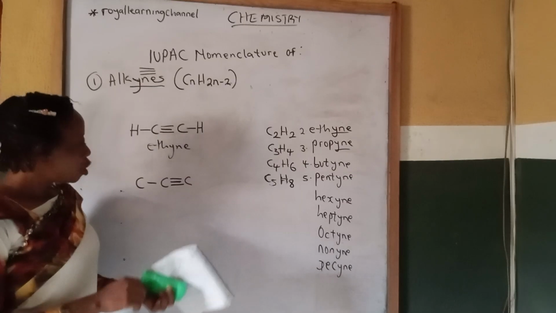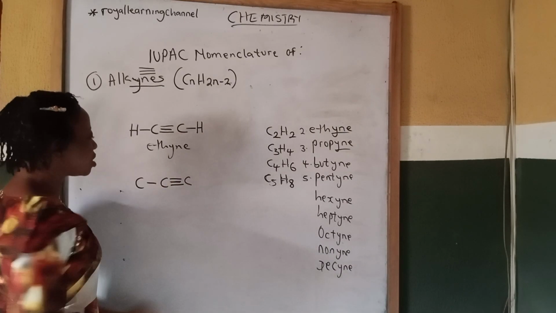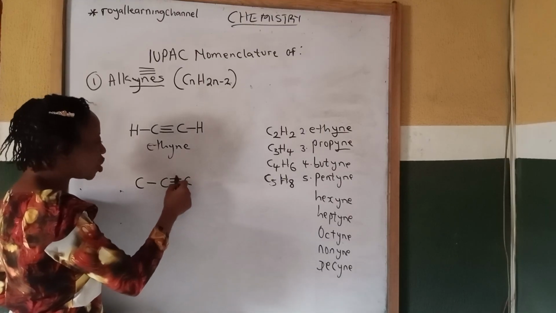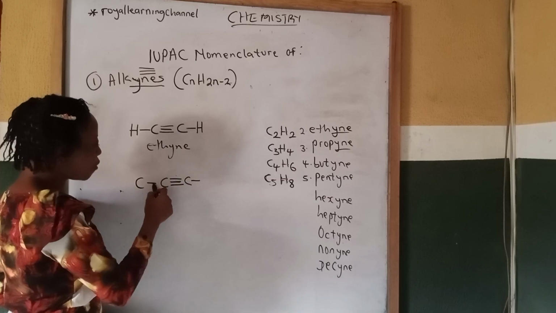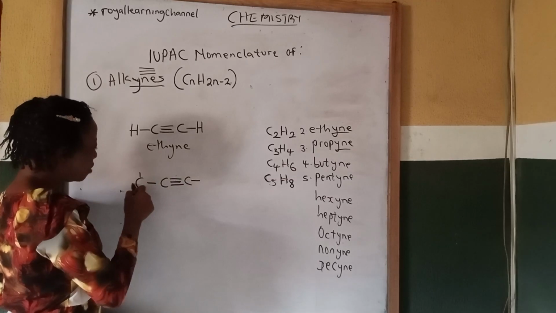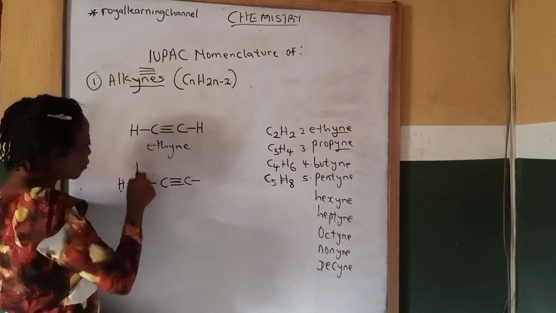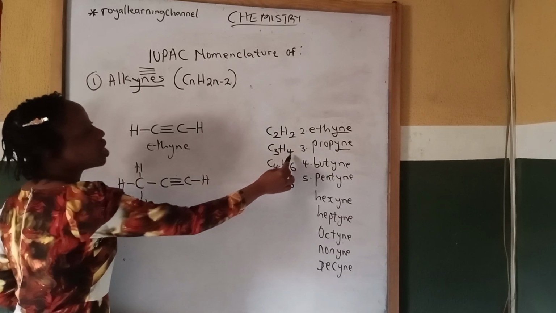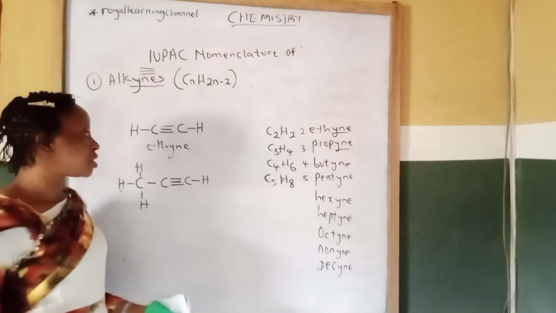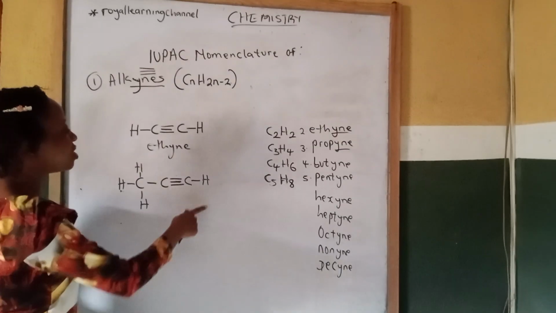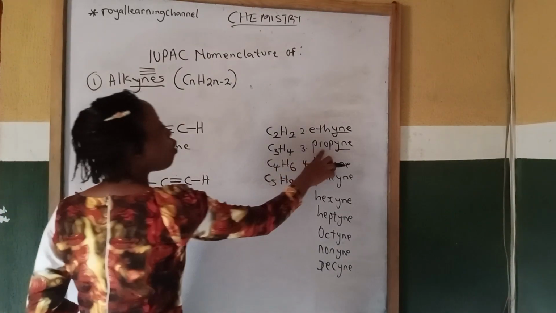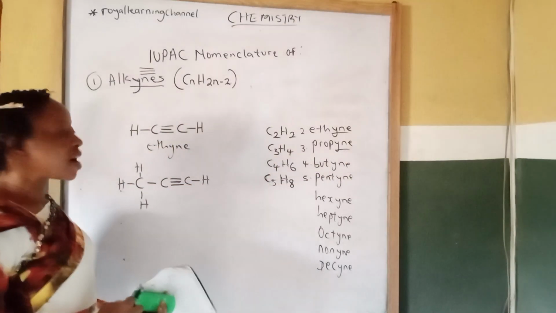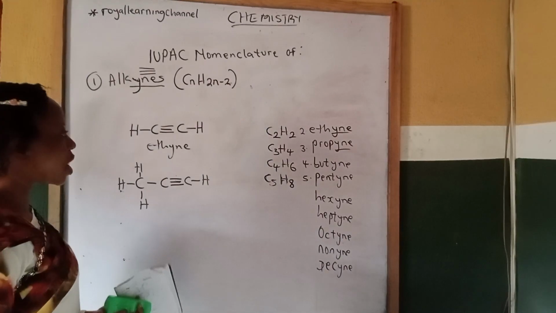Then complete your chemical bonds now. Each carbon atom must be surrounded with 4 chemical bonds. 1, 2, 3, 4. 1, 2, 3, 4. 1, 2, 3, 4. So fill with what? With hydrogen atoms. Then how many hydrogen atoms do we have from the molecular formula? That is 4 hydrogen atoms. So this is the structural formula for propyne, where C3H4 is the molecular formula.